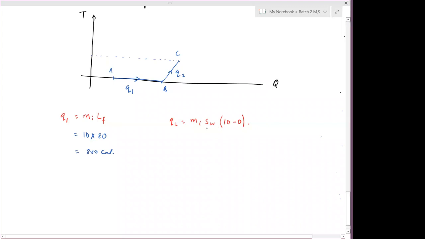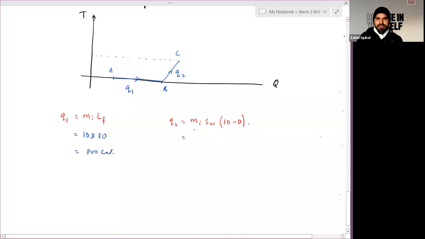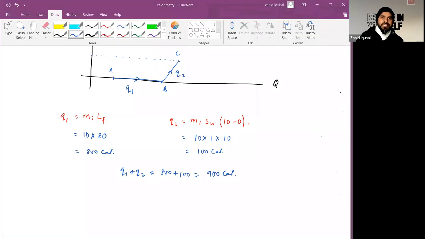Yes, sir. The next part is to change its temperature from 0 degrees Celsius to 10 degrees Celsius. Mass of ice 10, specific heat capacity of water is 1, and temperature change is 10. So on multiplying, you will get 100 calorie. In total, if you add these two terms, Q1 plus Q2 equals 800 plus 100 equals 900 calorie it would require to change state and further convert its temperature from 0 degrees Celsius to 10 degrees Celsius.